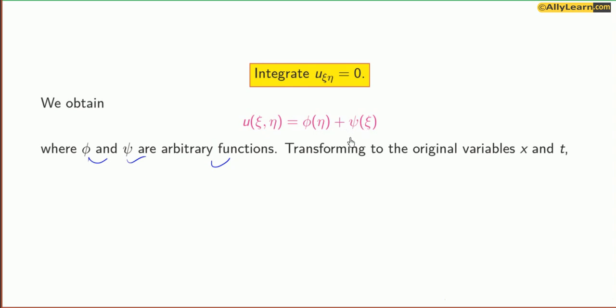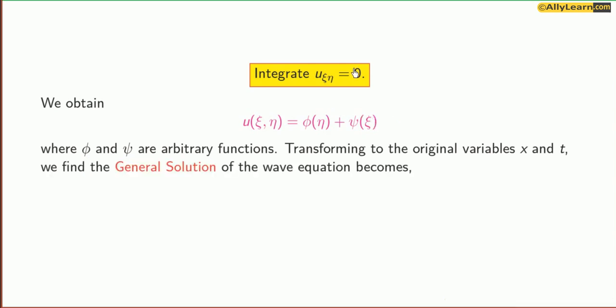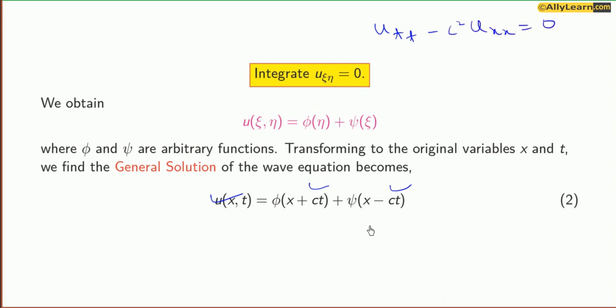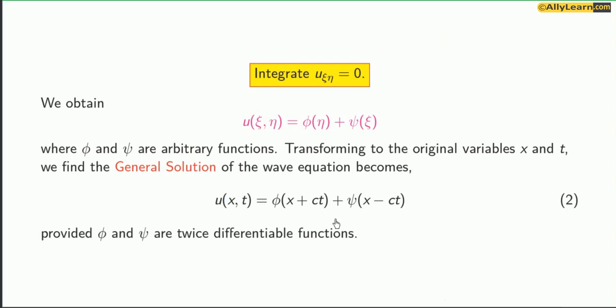Next, we will be transforming this expression into its original variables, that is x and t. For this, we just have to put in the values of eta and xi. And after introducing these values, we get the general solution of the wave equation as u(x,t) equals phi of x plus ct plus psi of x minus ct. And since this is the general solution for the wave equation u_tt minus c squared u_xx equals 0, phi and psi should be twice differentiable, as we need second order partial derivatives to satisfy that wave equation. So friends, we have obtained the general solution for the wave equation.